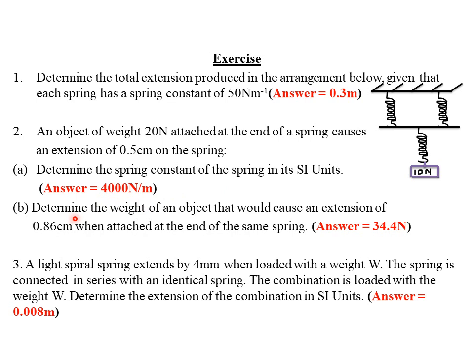Part B, determine the weight of an object that will cause an extension of 0.86 centimeter when attached at the end of the same spring. So I've worked out, and the expected answer is 34.4 Newton. Then lastly, a light spiral spring extends by 4 mm when loaded with a load W. The spring is connected in series with an identical spring. The combination is loaded with a weight W. You are required to determine the extension of the combination in the SI unit. So I've worked out, and the expected answer is 0.08 meter.